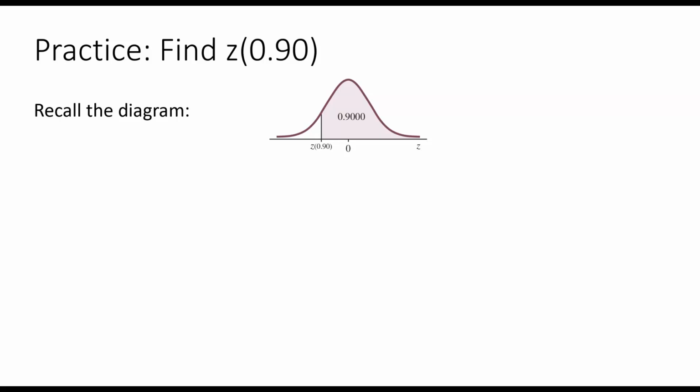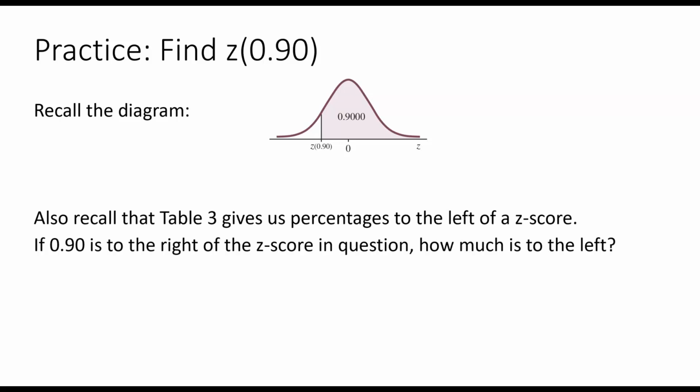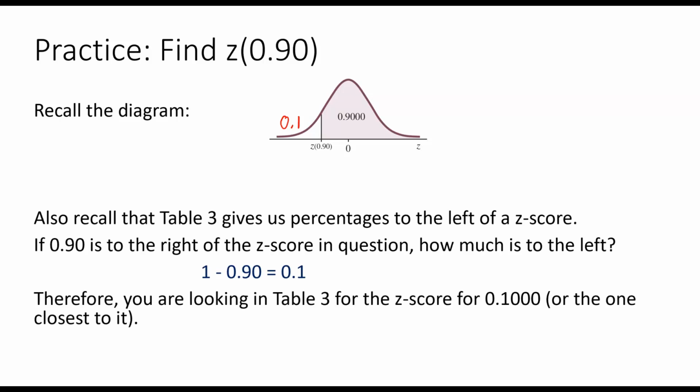So now that you've had a chance to find it, and you would have paused the video, let's see what the answer gives. We take a look through table 3, and we are looking for 0.01 because table 3 gives us the cumulative area to the left of a given value. So the closest will be minus 1.28. So Z of 0.90 is equal to minus 1.28.